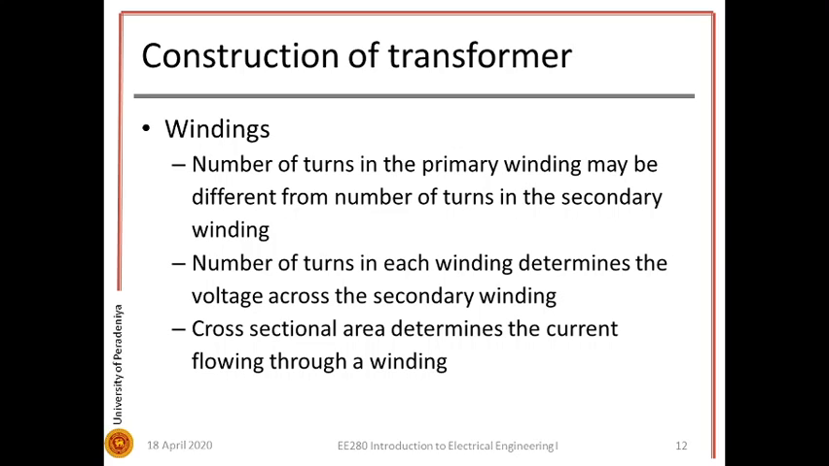Depending on the voltages that you are going to apply to the primary and what you are going to expect at the secondary, the number of turns in the primary and the secondary would be different. If you want to get the same voltage, then the number of turns are going to be the same. And then the cross-sectional area of the winding would depend on the amount of current flowing through each winding. If the current is high, then the cross-sectional area would be high. If the current is less, then the cross-sectional area is going to be less.